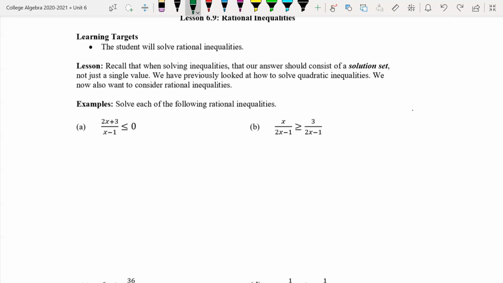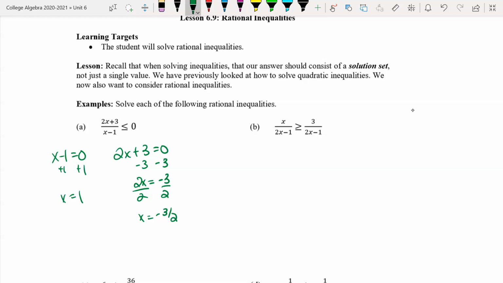It's already set up for you. So I have 2x plus 3 over x minus 1 is less than or equal to 0. So what you want to do is set the bottom equal to 0 and the top equal to 0. You're going to solve it. So once I solve it, I'm going to make a number line.